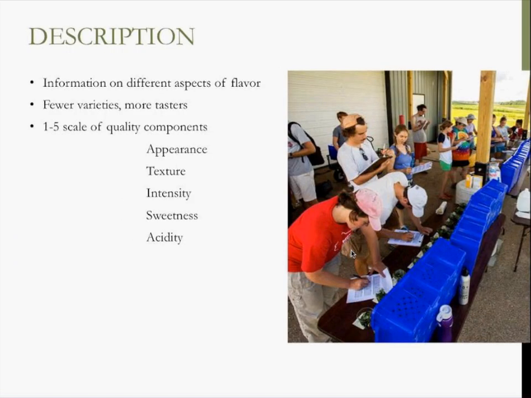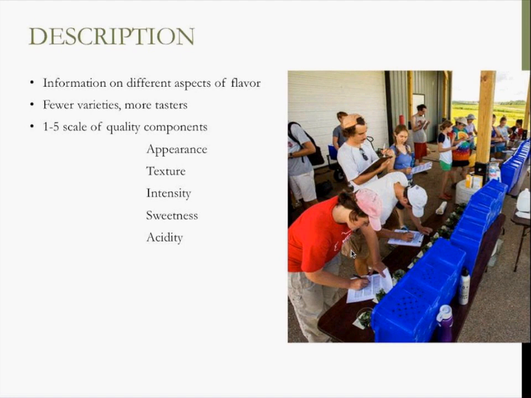For description, you want to get some information on different aspects of flavor, so you usually are focused on fewer varieties, but try to have more tasters. And you often use a scale rating. So this is the scale that I talked about before, only we use a 1 to 5 for flavor. You could use a 1 to 9 if you wanted. We usually have some things that are aspects of quality that aren't really flavor, so appearance and texture are the big ones. And then flavor components like how intense is the flavor, sweetness, acidity. We might add 1 or 2 depending on the crop species.